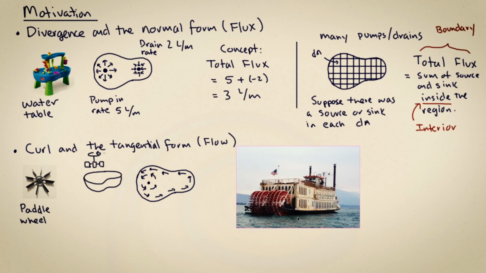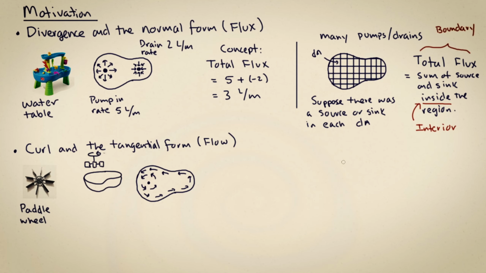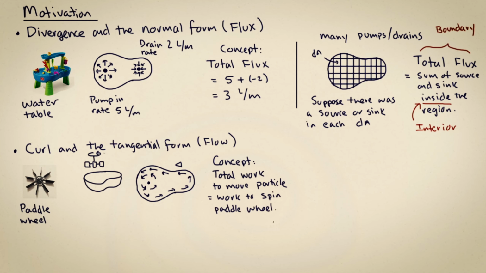So this concept really only makes sense in the instance that we imagine that it takes no work to move the water. So the water doesn't count. All we're saying is if I dropped a little boat on the boundary of this water table, however much work it would take to push the boat around the boundary of the water is the same amount of work that it would take to spin the paddle wheel.